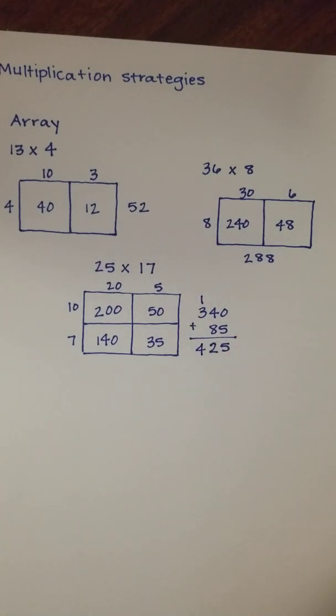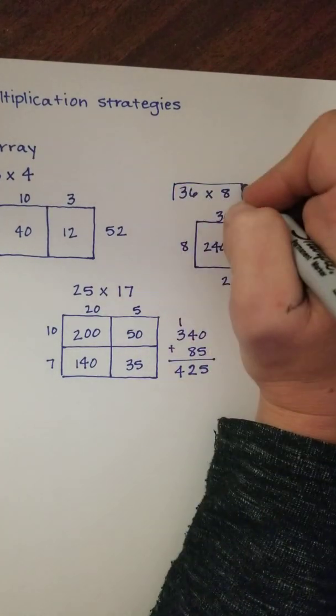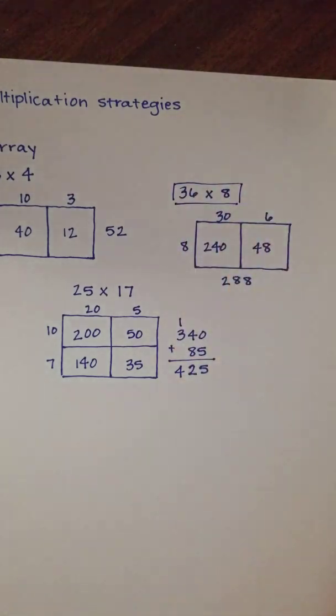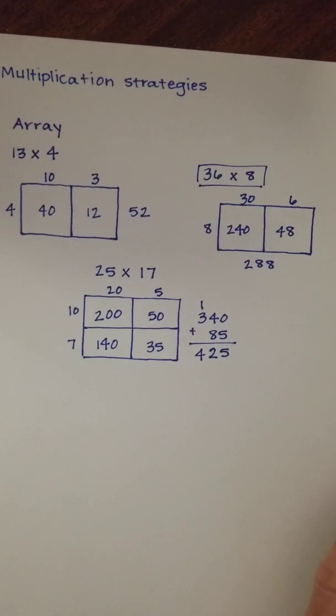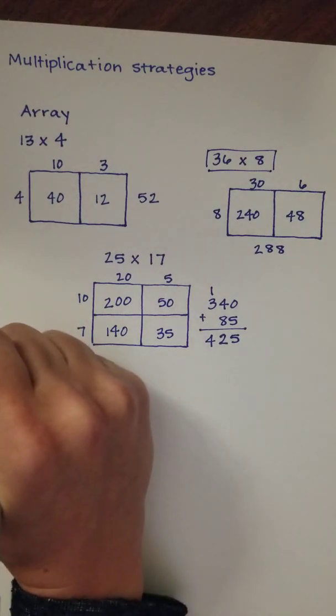So those are 3 different problems that you can do with the array that aren't overly difficult. You just need to practice them and become comfortable with them. But I'm going to stick with this problem here for the rest of my strategies, 36 times 8. So the next strategy is a ratio table.